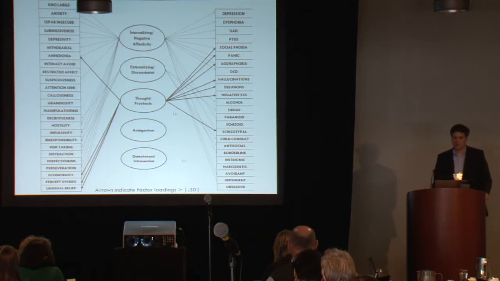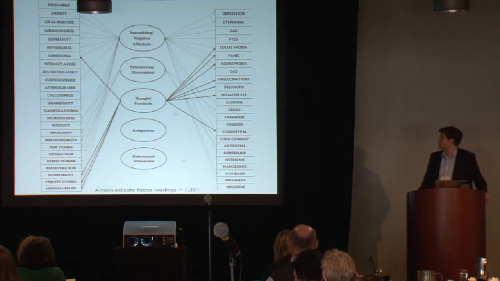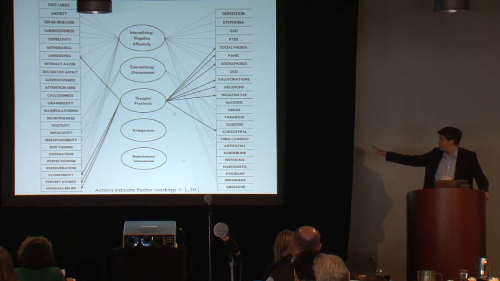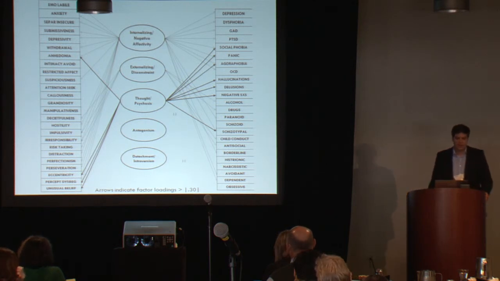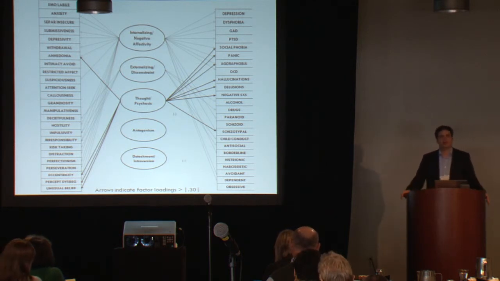Thought disorder and psychosis, we see it also relates to social withdrawal as well as the psychotic disorders and schizotypal. And we see that it also relates to eccentricity, perceptual dysregulation, unusual beliefs from the PID-5, but also anhedonia, so capturing some of that affective flattening as well.